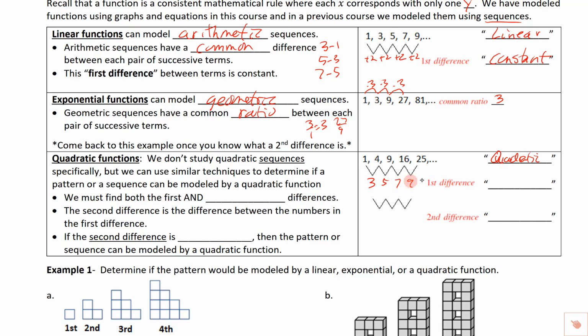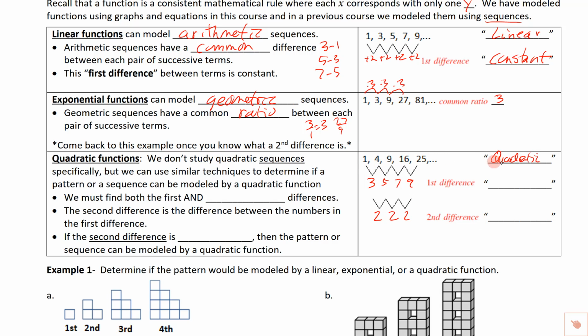Let's go ahead and find the difference between the differences. So that's the second difference, or sometimes we call them first level differences and second level differences. Well, this right here would be 5 minus 3 would be 2, 7 minus 5 would be 2, 9 minus 7 would be 2. So the second difference is constant. So you'll notice what happens here. There's this kind of cool pattern with these.